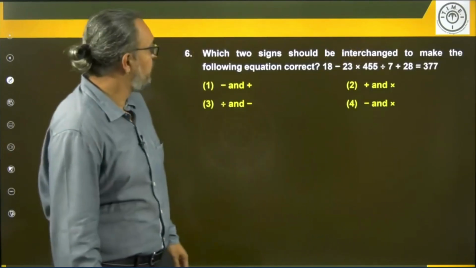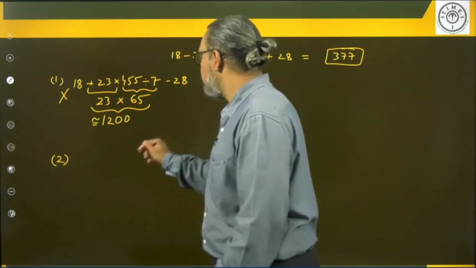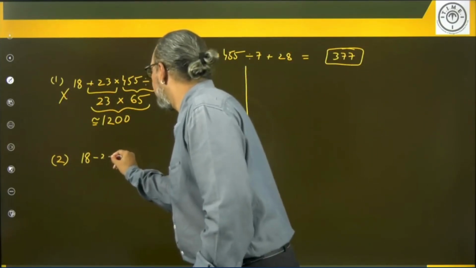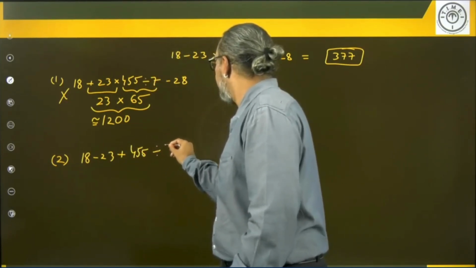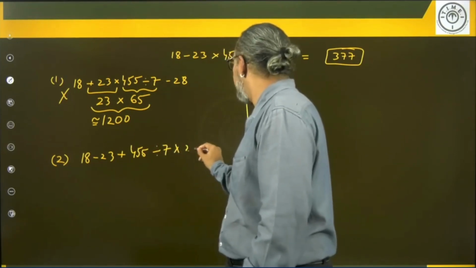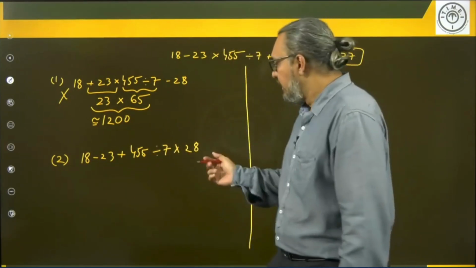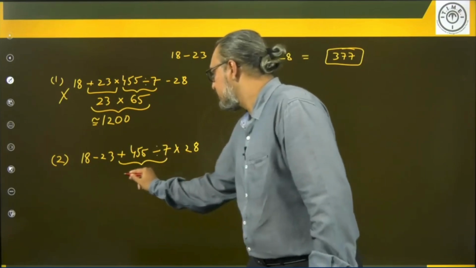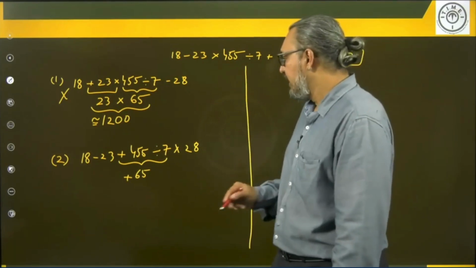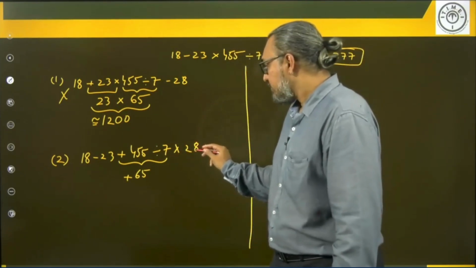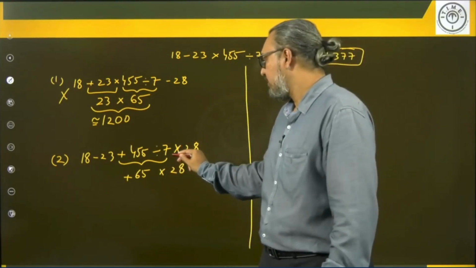Then let's take the second option. What's the second option we have? Plus and into are to be interchanged. So this is 18 minus 23, then this is plus 455, divide by 7, and then we have into 28. Plus and into are getting interchanged this time. Again, the same thing we do. First we'll get plus 65 because we've already done 455 divided by 7 is 65. And then you have into 28.